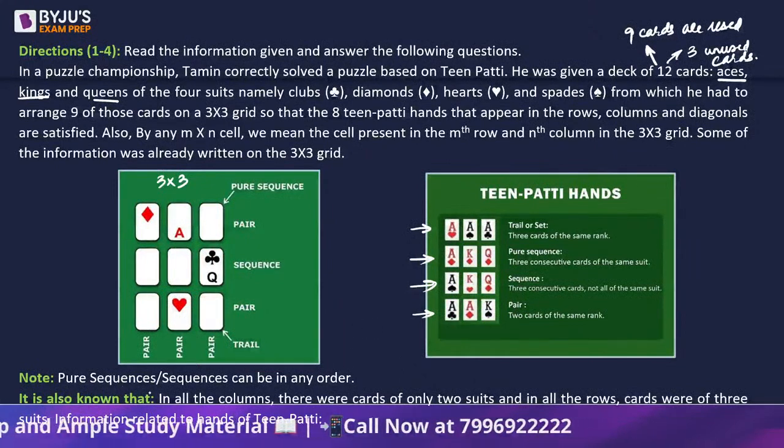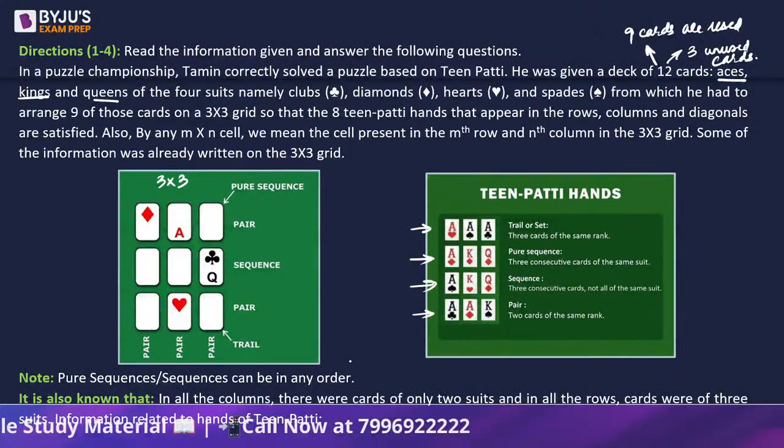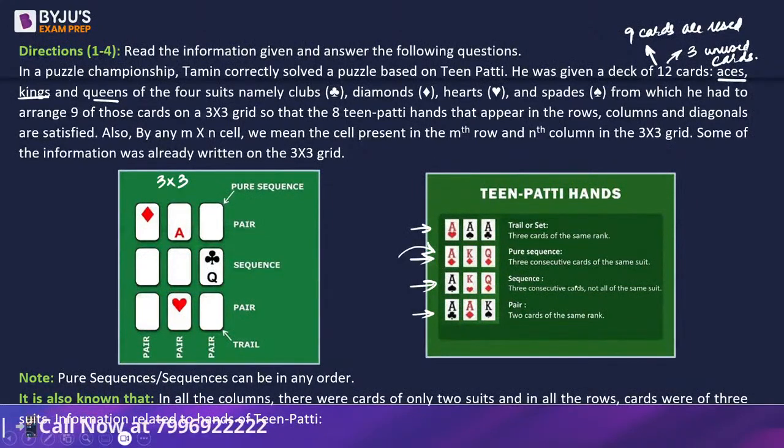Now the note is that the pure sequence or sequences can be in any order. So it's not necessary that the pure sequence should be ace, king and queen only. It could be king, queen and ace also. So it could be in any order.